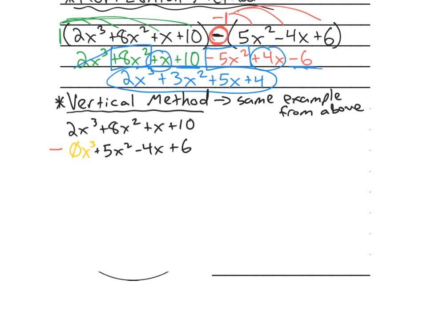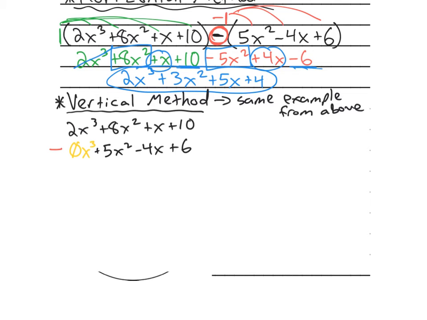Now, the big trick on this, the big mistake that happens, is you're going to forget that you're subtracting an entire polynomial. You're not just subtracting 5x squared. You're subtracting this entire thing from what's above it. So when we get to this part here, it's really x minus negative 4x. What would that really be then? It would be 4x, right? Positive 4x. It's really not 10 plus 6. It's 10 minus 6. So what we have to remember to do is change the signs before you stack it.